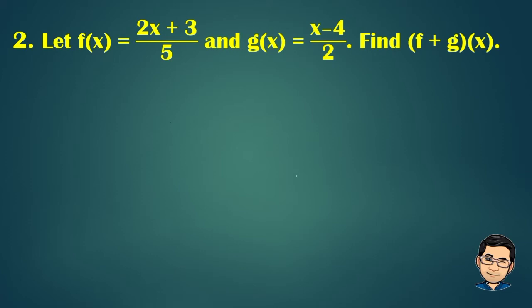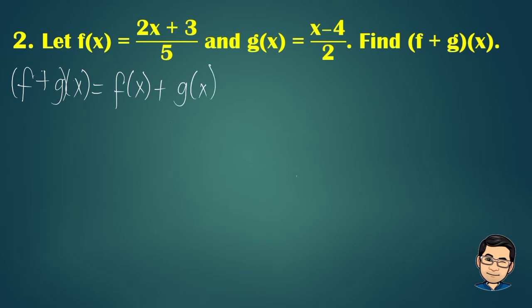So, find the sum of these functions. So, f plus g of x is equal to f of x plus g of x. So, f of x is (2x plus 3) all over 5 and g of x is (x minus 4) all over 2. And then, i-apply lang natin dito yung pagkuha ng LCD, least common denominator.